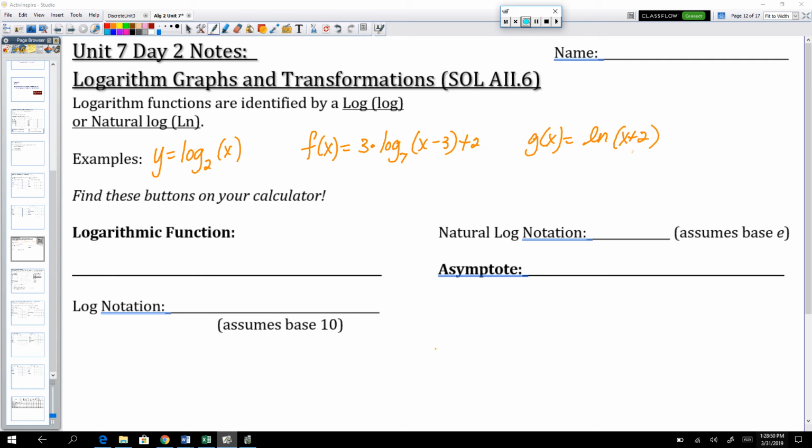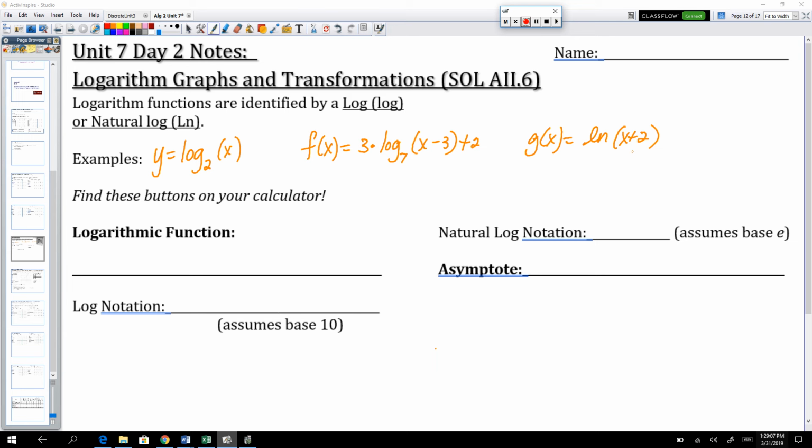Today we'll talk about logarithm graphs and transformations. Last time we talked about exponentials. We'll compare and contrast the two. So logarithm functions, you guys have not seen the algebra behind these, so we are just looking for you to identify and be able to declare this is a logarithm function.